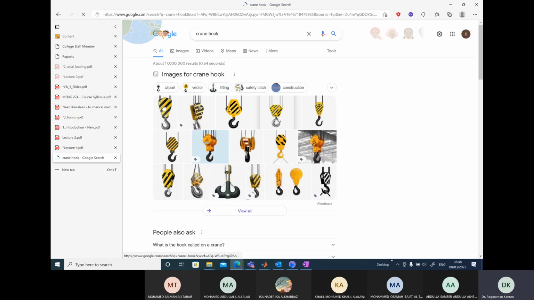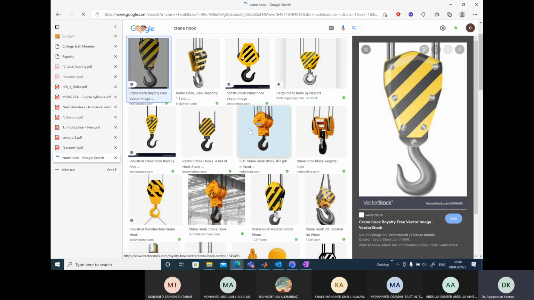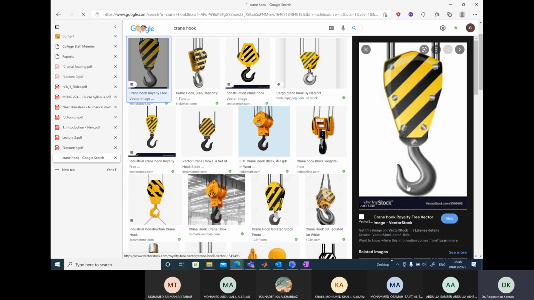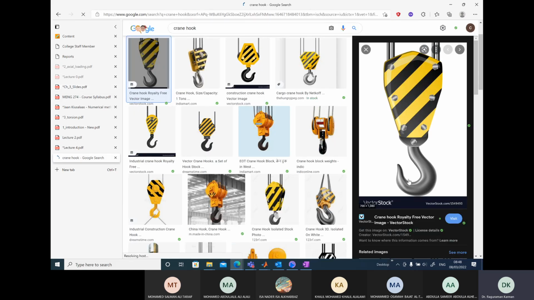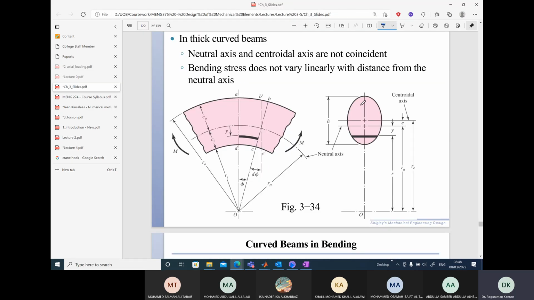So this is an example of a crane hook. You can see in this picture. So this is like a curved beam. The same example is provided here. The cross section, if you see, might be like an elliptical cross section. It's not exactly circular, but elliptical in cross section. And the centroid of the elliptical cross section is here, while the neutral axis is located at a different distance.